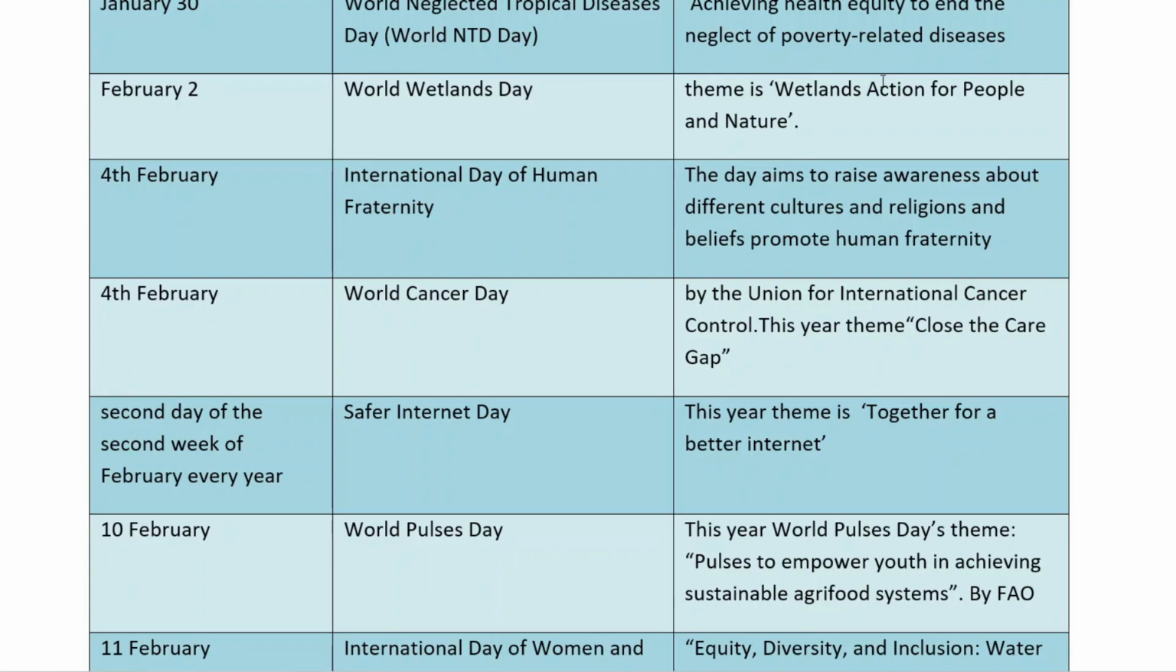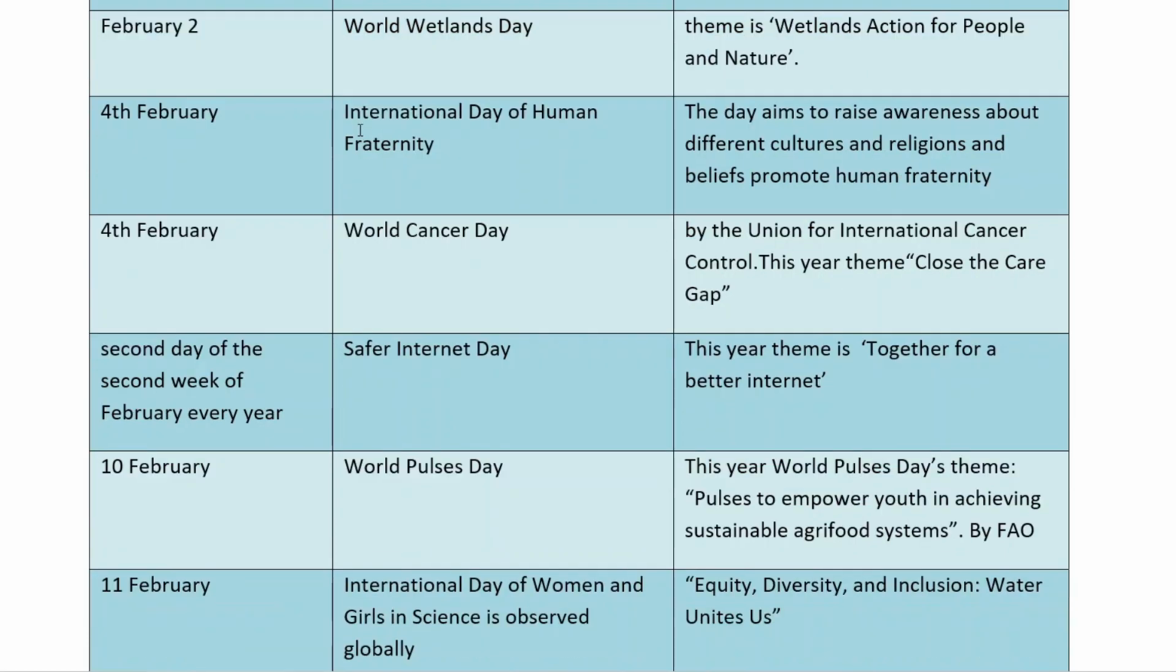The next important day is 4th February. We have 2 important days. The first one is International Day of Human Fraternity, and the second one is World Cancer Day. These 2 days are celebrated on single date, that is 4th February. International Day of Human Fraternity aims to raise awareness about different cultures and religions and beliefs to promote human fraternity. Although it is an International Day, it is very significant in India because India is a land of diversity. We have many languages, many cultures, many communities, many religions, many regions.